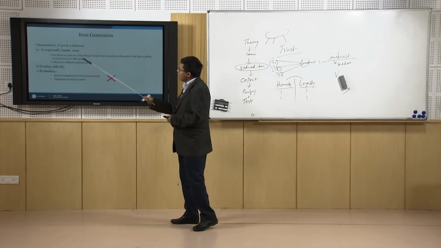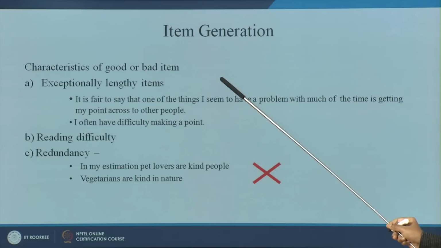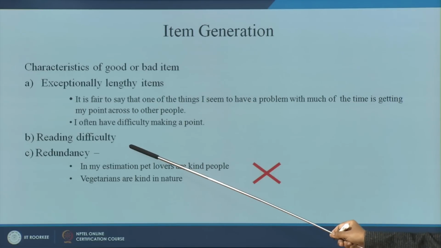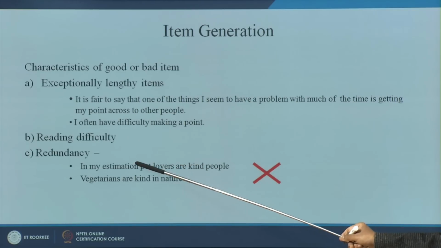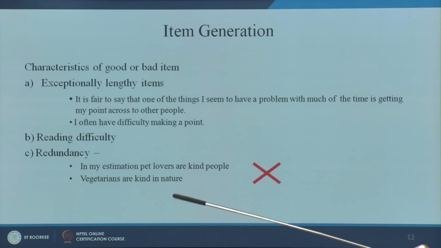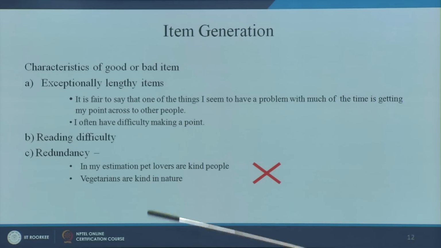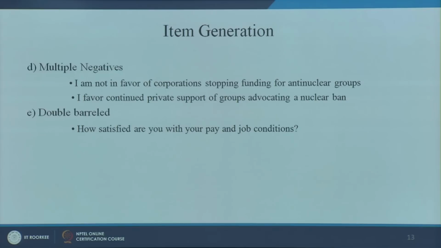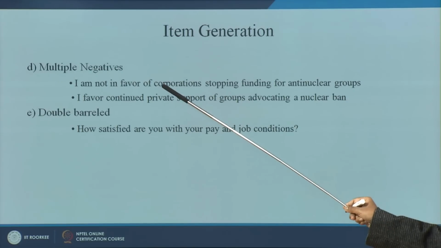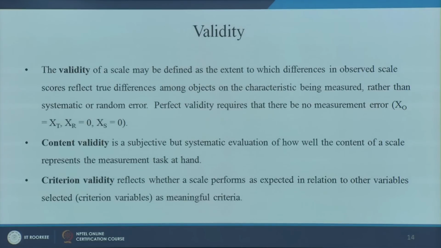Now, the characteristics of good item generation: items should not be exceptionally lengthy, and reading should not be difficult, although we will do this maybe in the next follow-up session on questionnaires. They should not be redundant, as some items are redundant in nature. Negative questions or negative items should not be there, and they should not be double-barreled, which we will see.